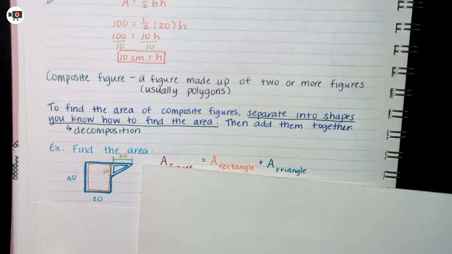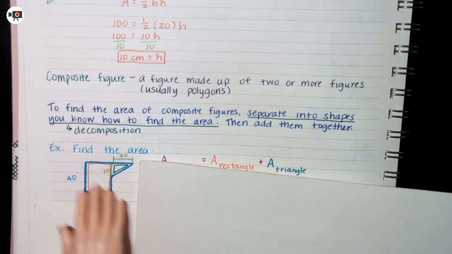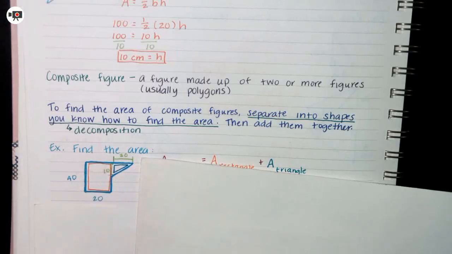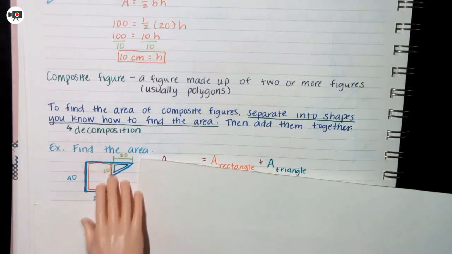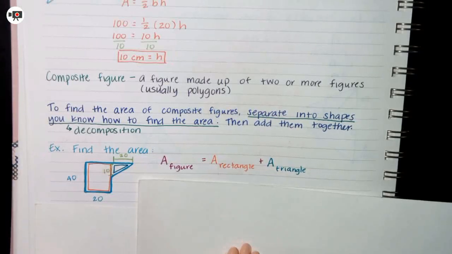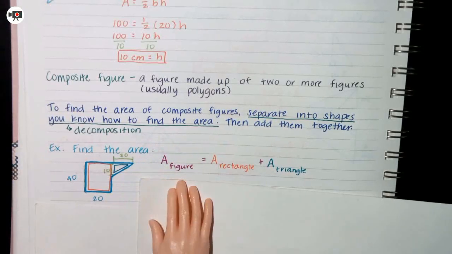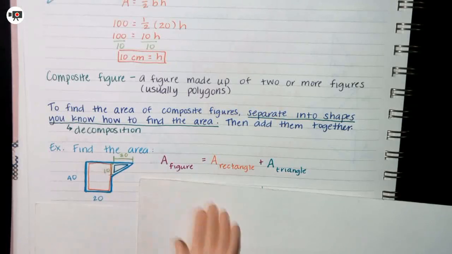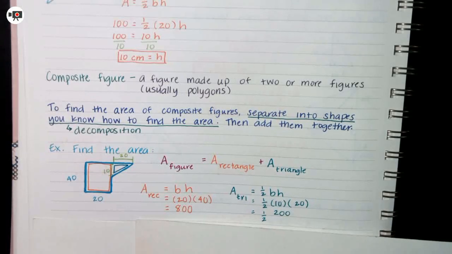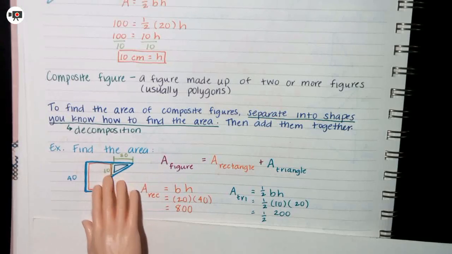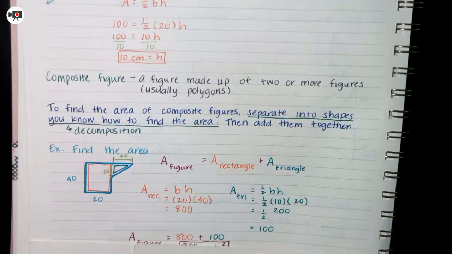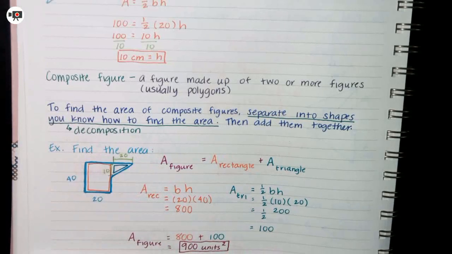So we're going to find the area of this. And I chose to split it into a rectangle and a triangle here. So with these given lengths, I know that this is 20, this is 40, this little piece is 10. I can have the area of the whole figure, the area of the rectangle, plus the area of the triangle. So to find the area of the rectangle, that's going to be 40 times 20, and the triangle is half of 10 times 20. So then I get 800 plus 100, and the area of this whole thing is 900 units.